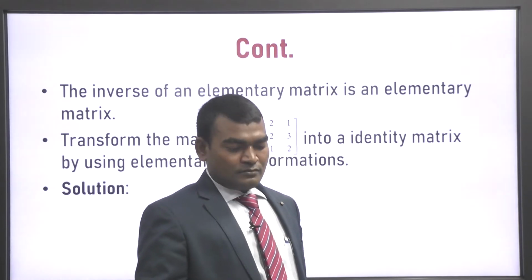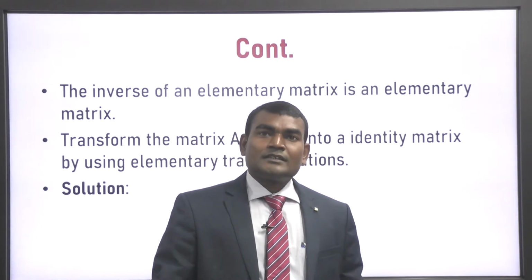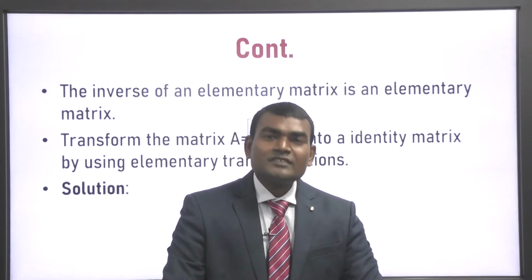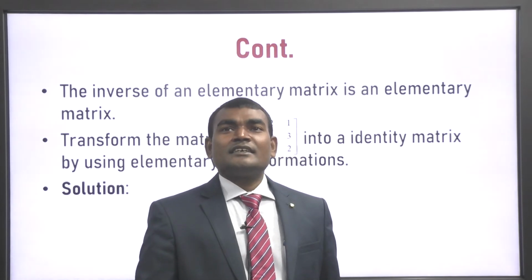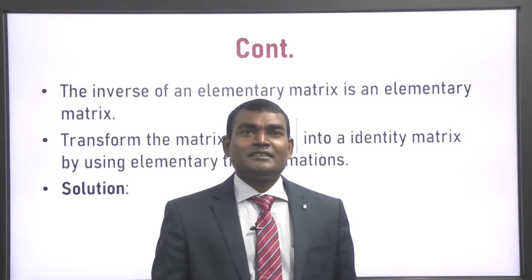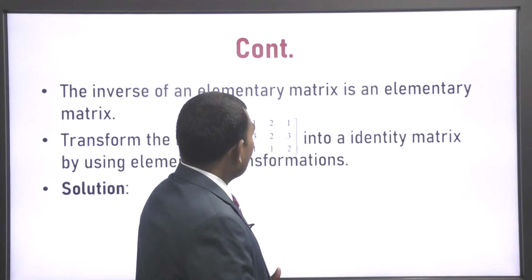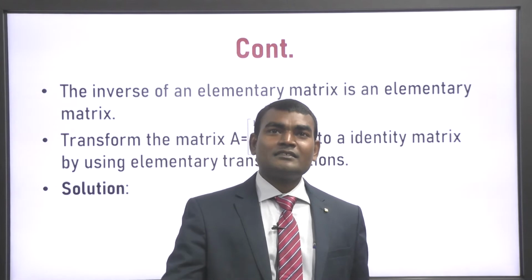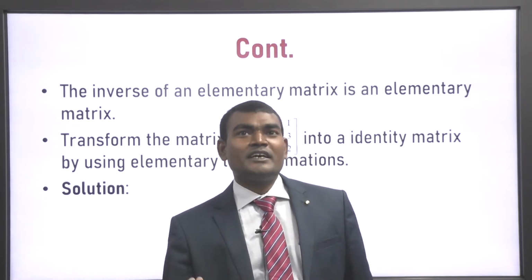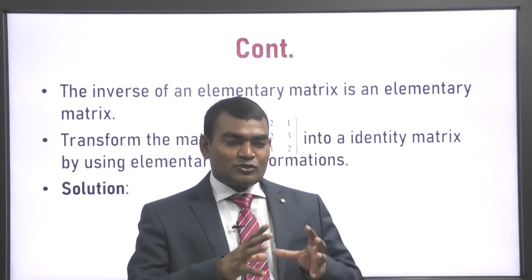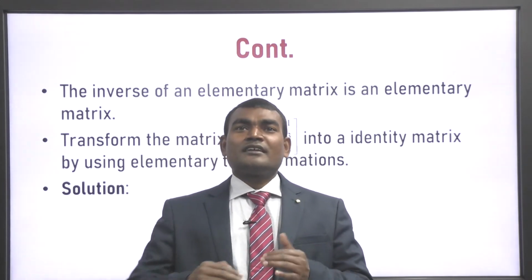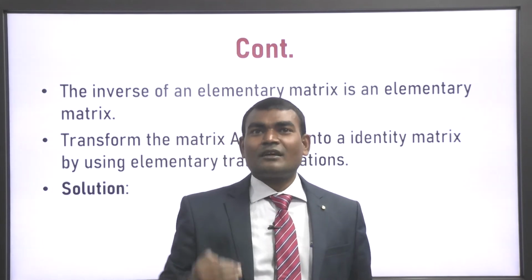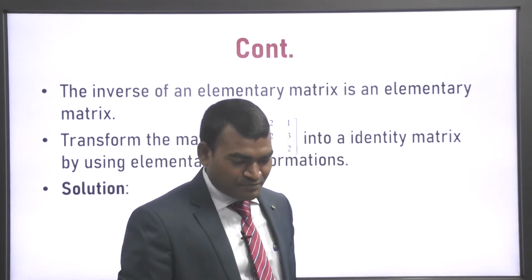Now, the fifth point: the inverse of an elementary matrix is an elementary matrix. Whenever we find the inverse of an elementary matrix, the result will also be an elementary matrix. Meaning the result you get is also obtained by applying some elementary transformation on some identity matrix, so you will get that matrix. This is what it means.